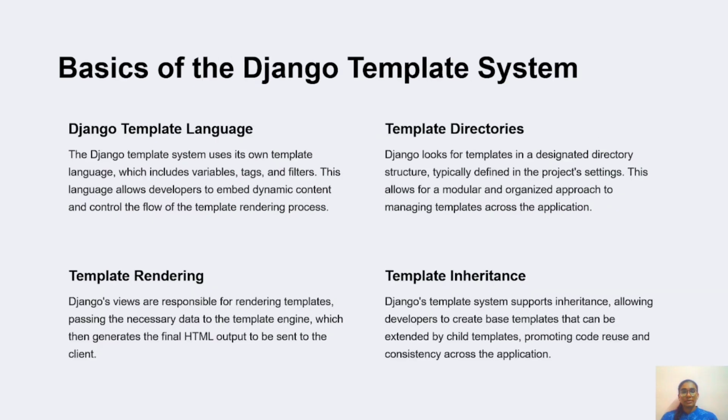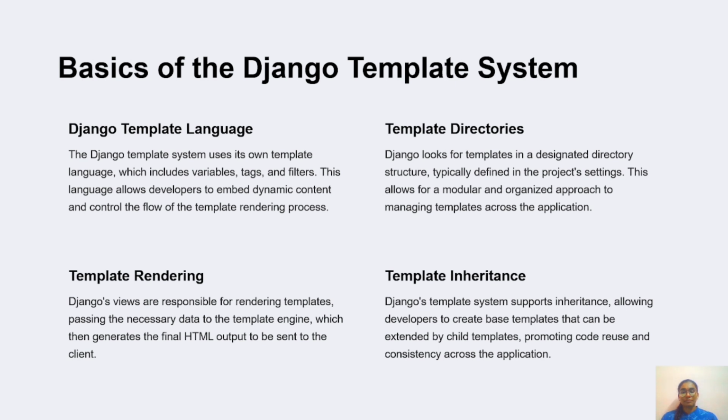Basics of Django template system. The Django template language uses its own template language, which includes variables, tags and filters. The language allows the developer to embed dynamic content and control the flow of the template rendering process. Template directories. Django looks for the templates in the designated directory structure, typically defined in the project settings. This allows for a modular and organized approach to managing the templates across the application.